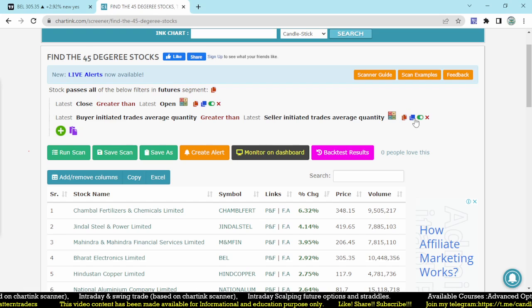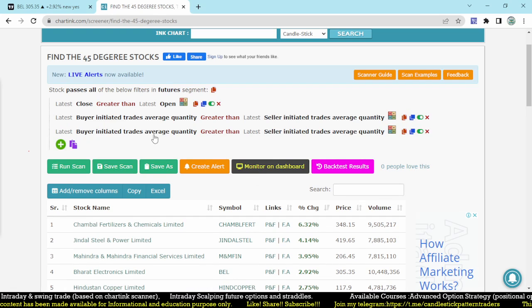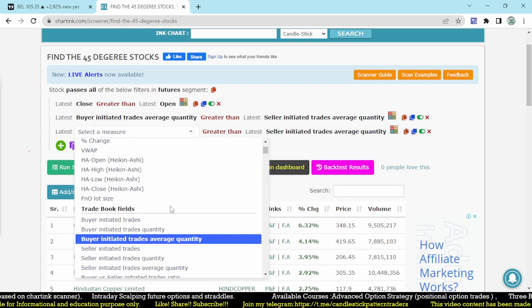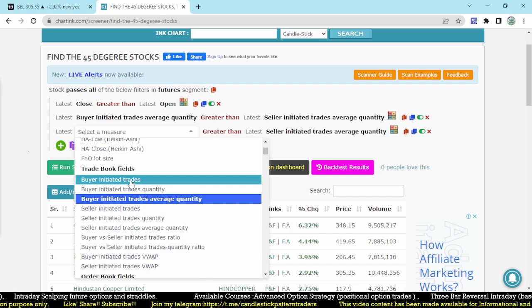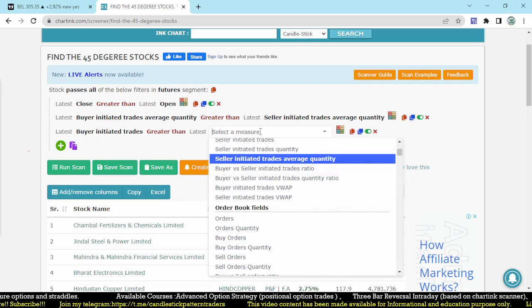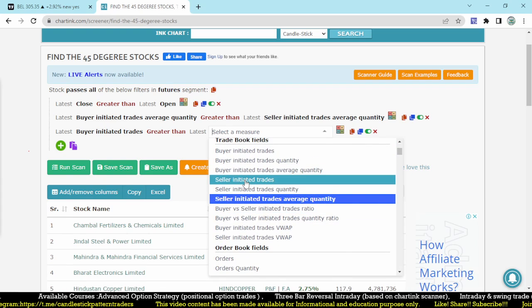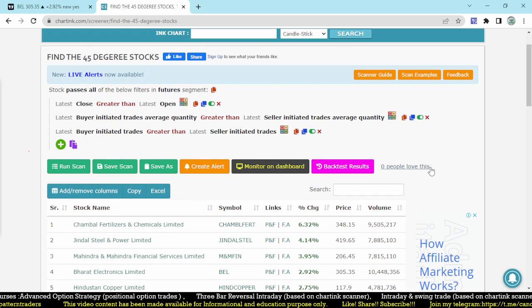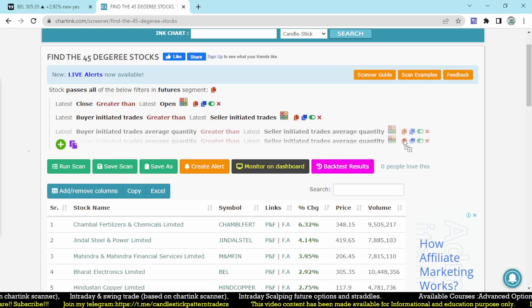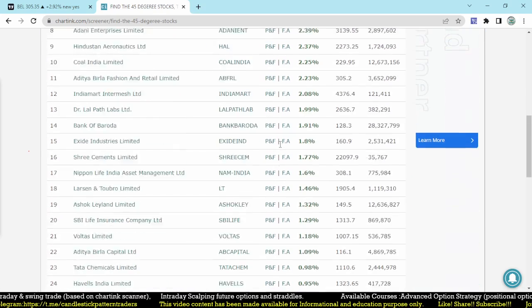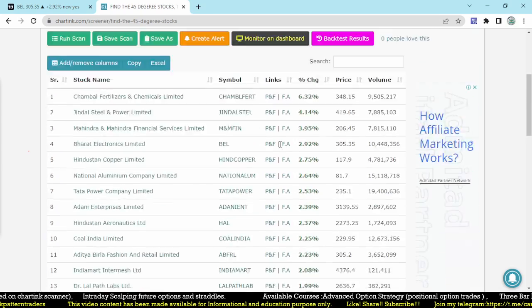Now I'm going to change the scanner. Buyer initiated quantity, let me try it out. Buyer initiated trades must be greater than the seller initiated trades. Here it is not an average; each and every trade must be greater than the seller initiated trade. That may give you some idea. Let me find out.